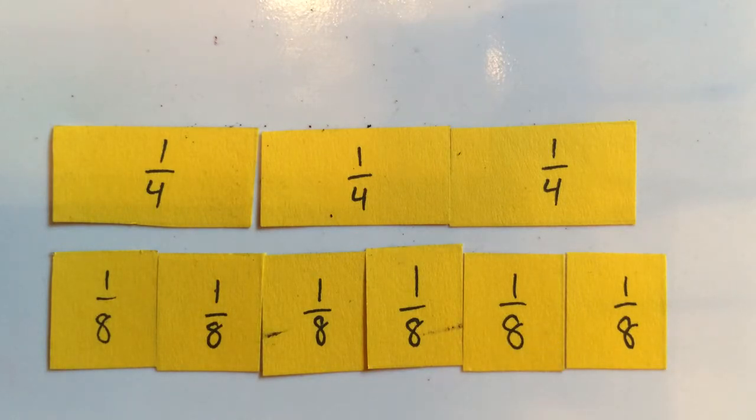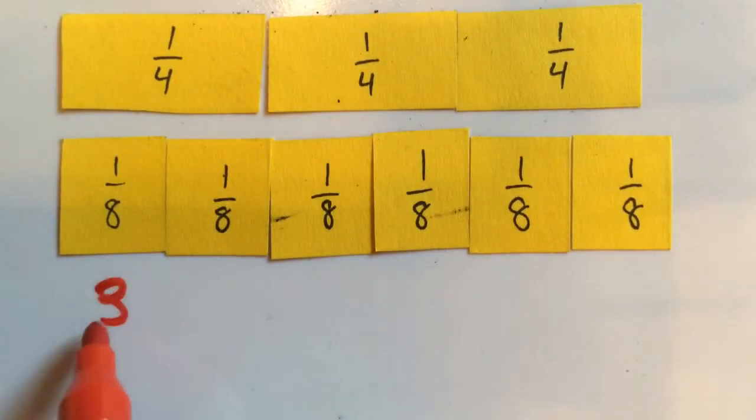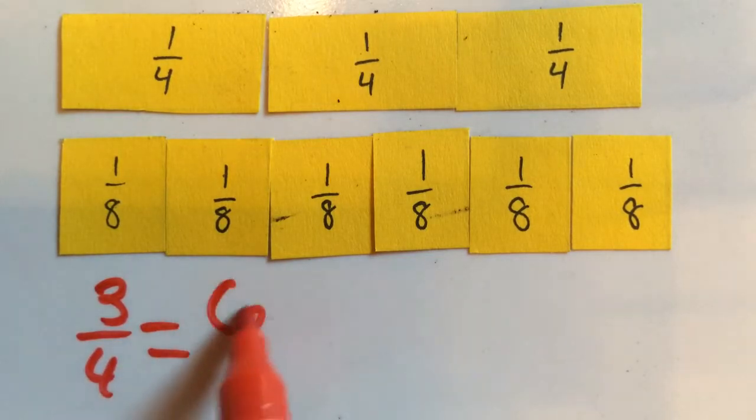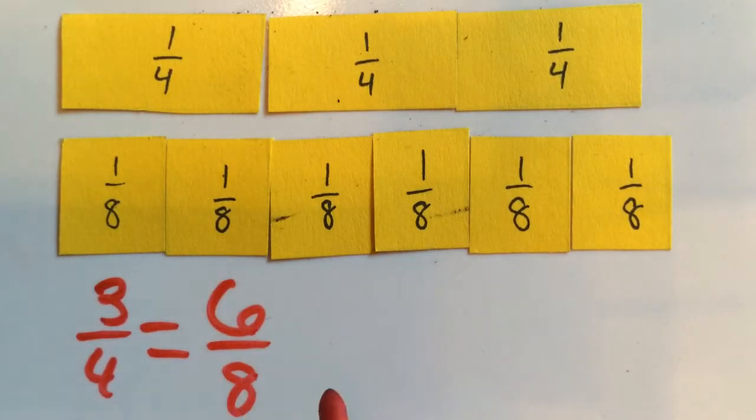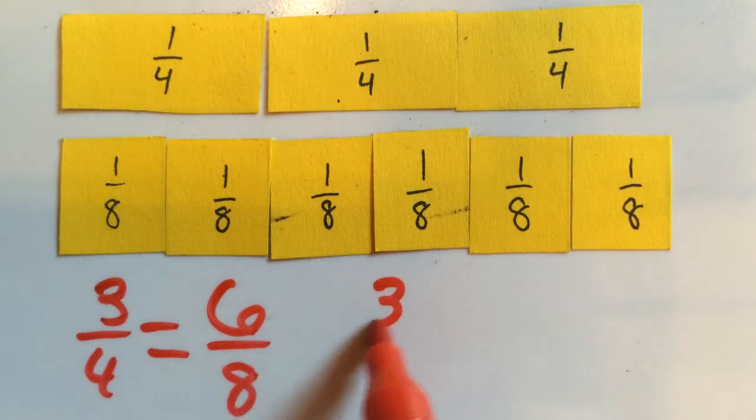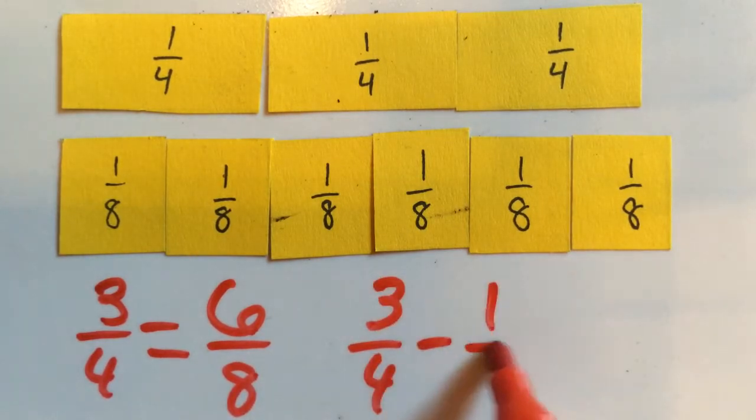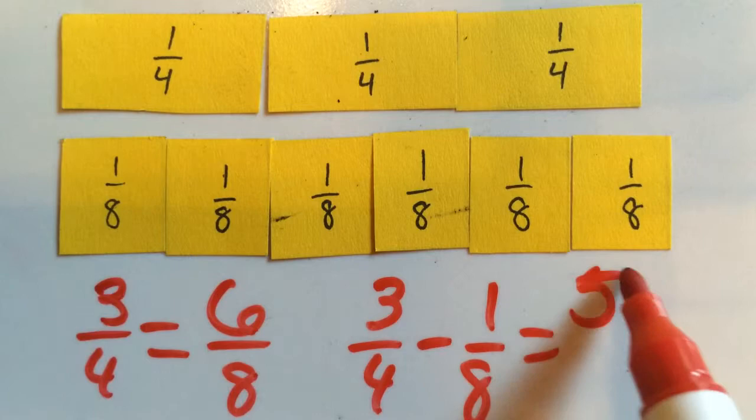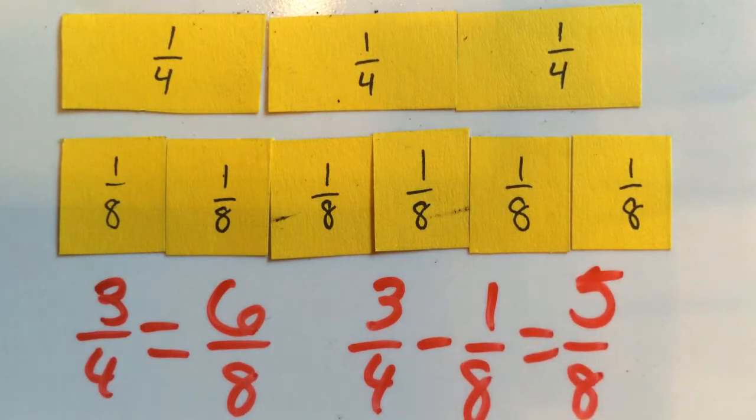They take up the same amount of space. They are the same value. 3/4 equals 6/8. That's why we can say that 3/4 minus 1/8 is the same as 6/8 minus 1/8.